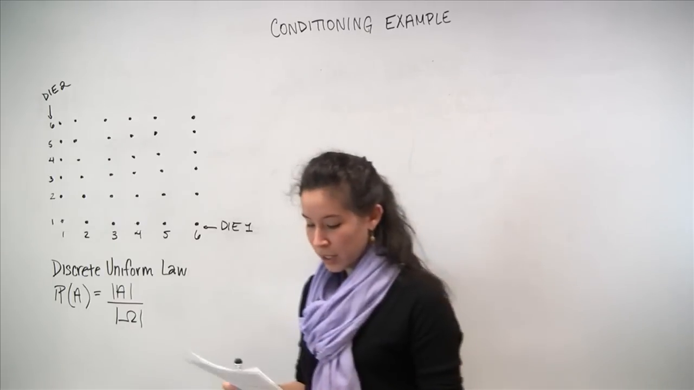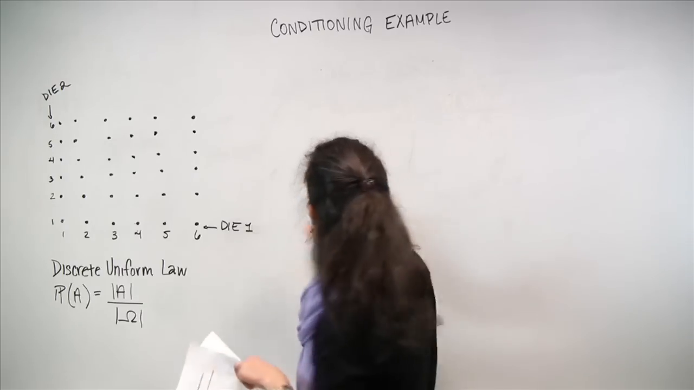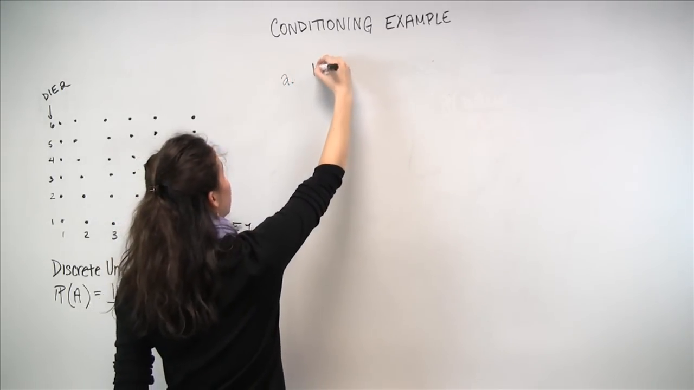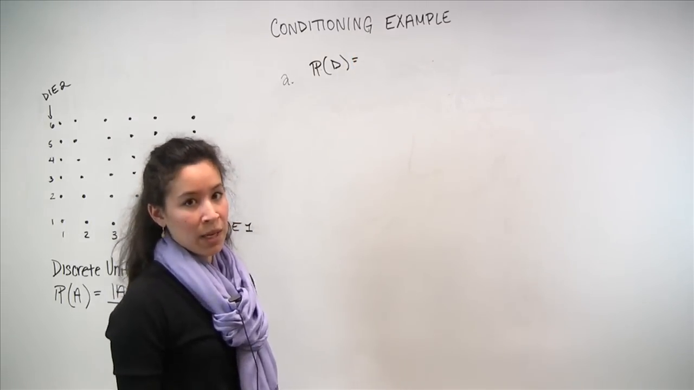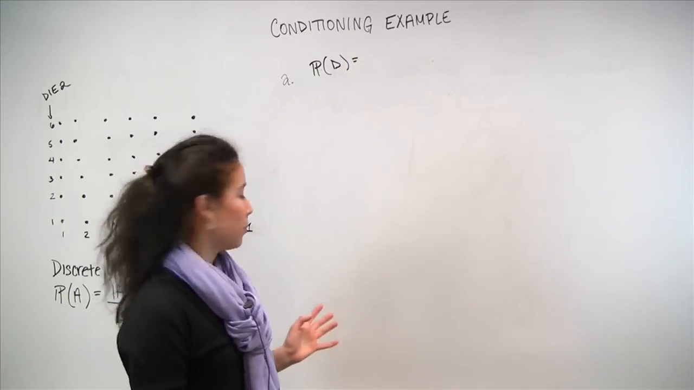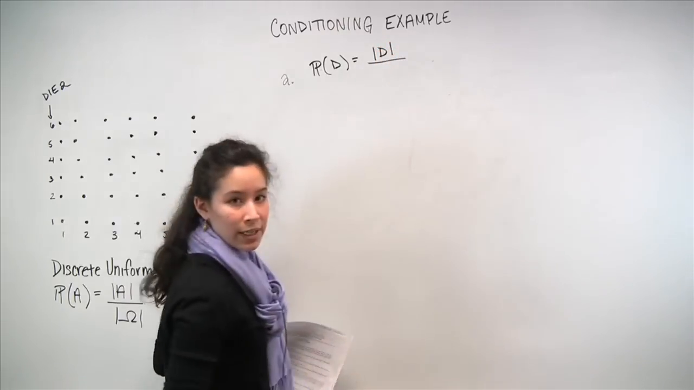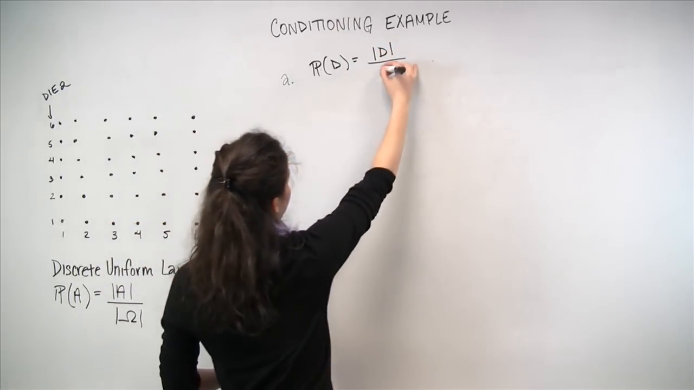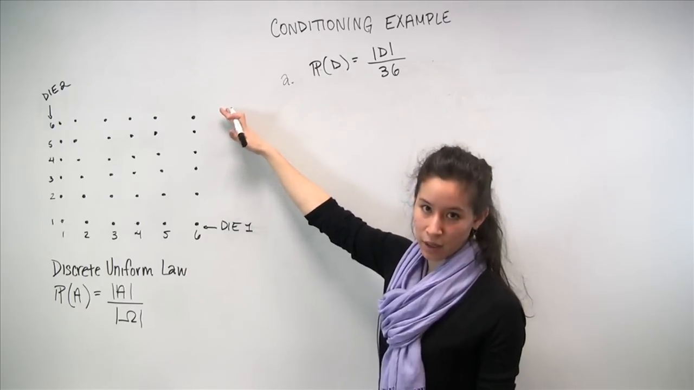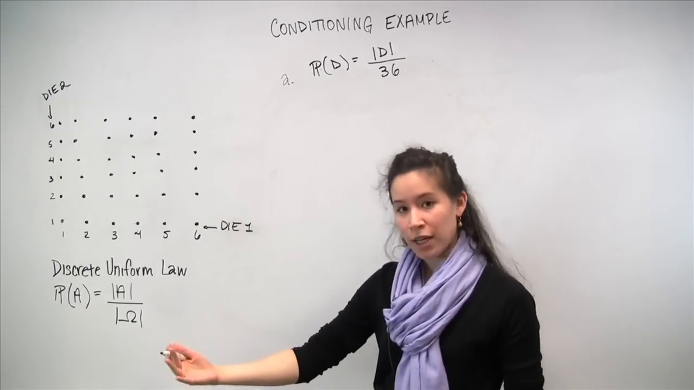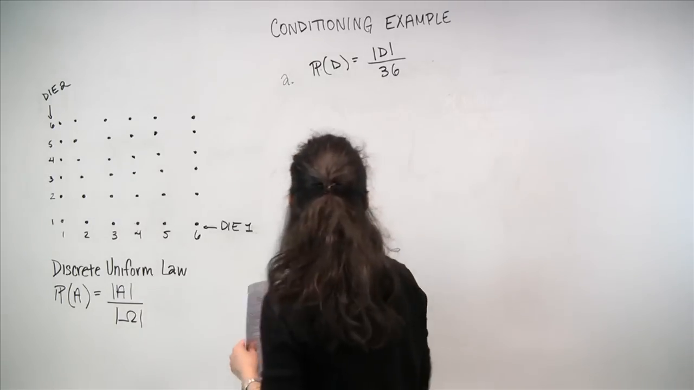Okay, so Part A asks us to find the probability that doubles are rolled. Let's use some shorthand. We're going to let D be the event that doubles are rolled, and we want to compute the probability of D. I argued before we can use the discrete uniform law. So if we apply that, we just get the number of outcomes that comprise the event doubles rolled divided by 36, because there are 36 possible outcomes, which you can see just by counting the dots in this graph. Six possible outcomes for the first die, six possible outcomes for the second die. That's how you know 6 times 6 is 36.